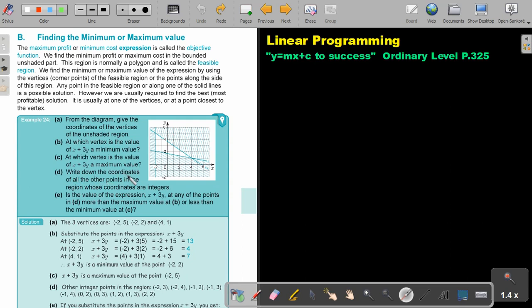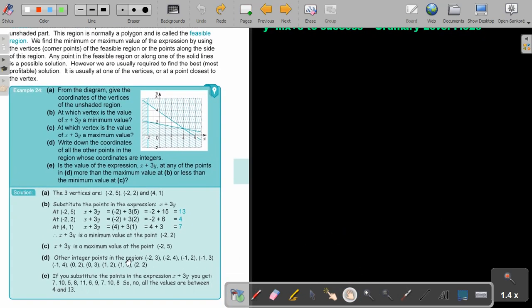And then write down the coordinates of all the other points in the region whose coordinates are integers. So just take the integers. Integer, integer, integer, integer, all those points. Let's just show you. Other points in the region, it's all the integer coordinate points.